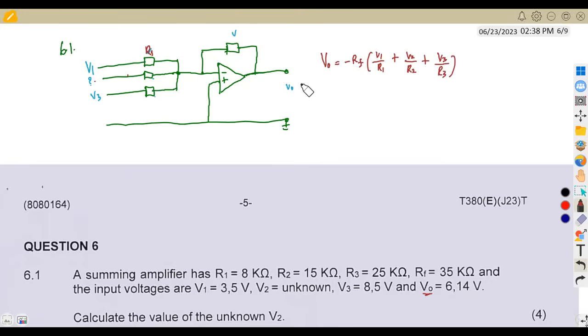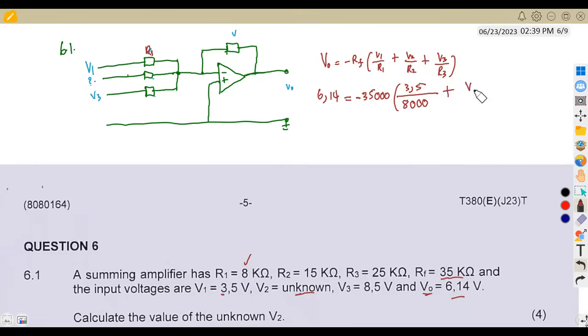So if you check here, we have our V out. So you can substitute our V out. In this case, we are given our V out as 6.14, so 6.14 is equal to minus RF, which is 35K, so that is 35,000, into V1, which we are given as 3.5 volts, so this is 3.5 over R1, which is 8K, so that is 8,000, plus V2, which is the one that is unknown.